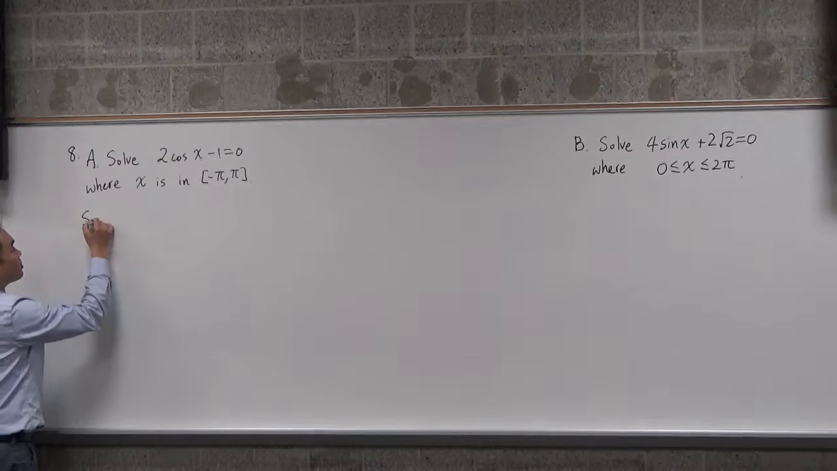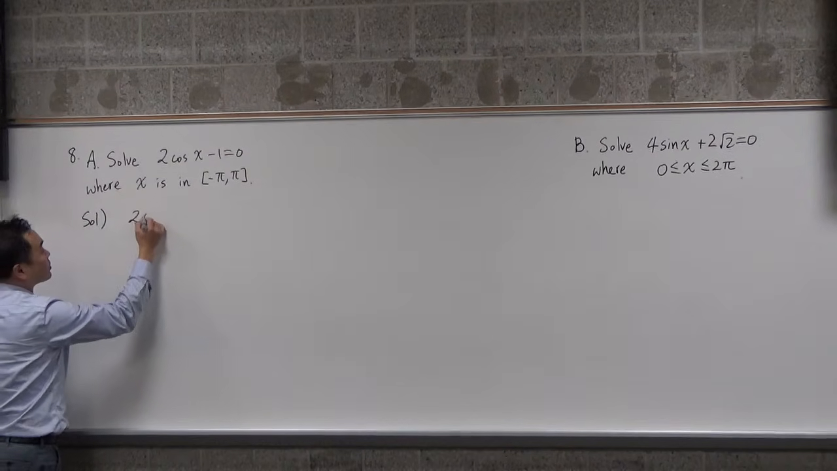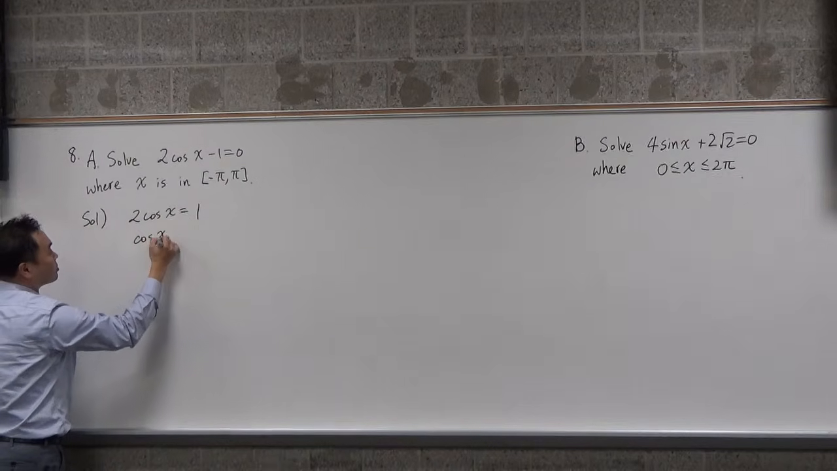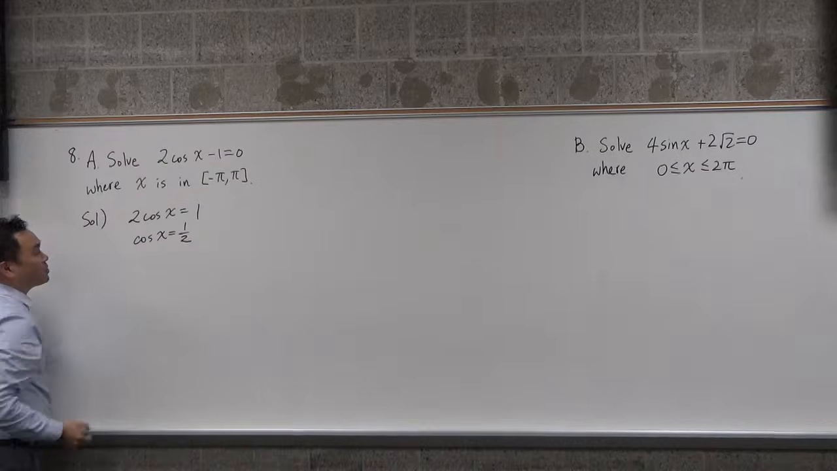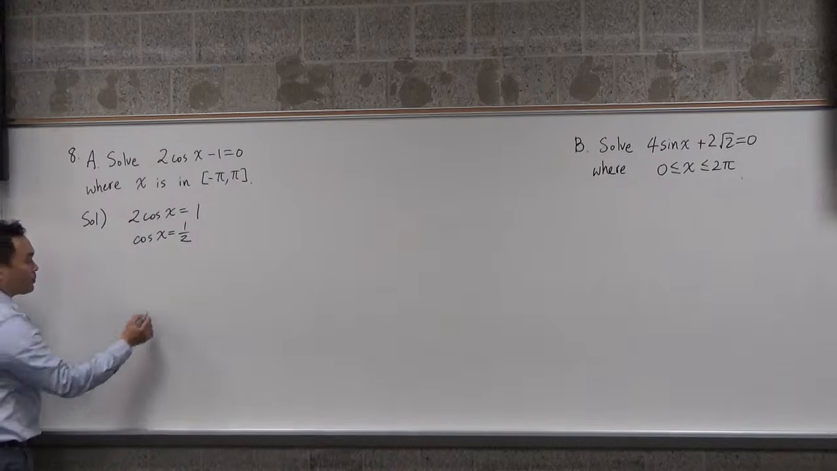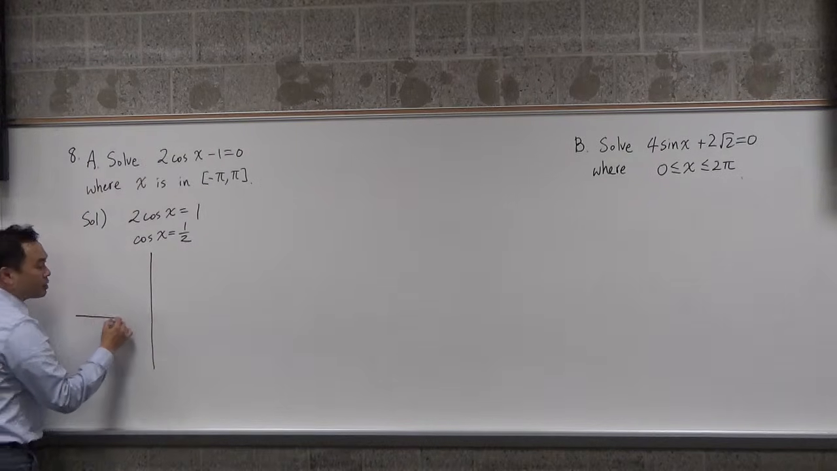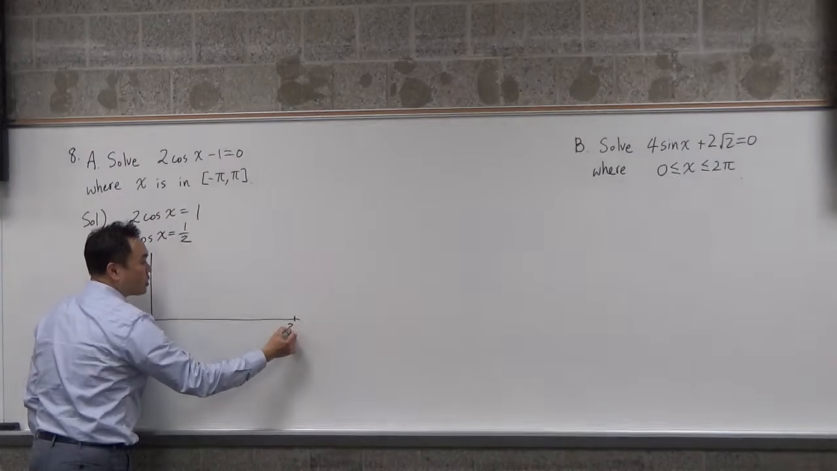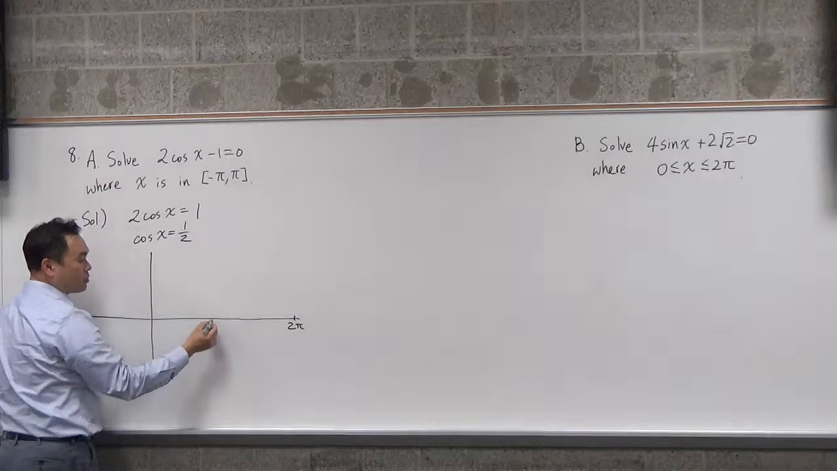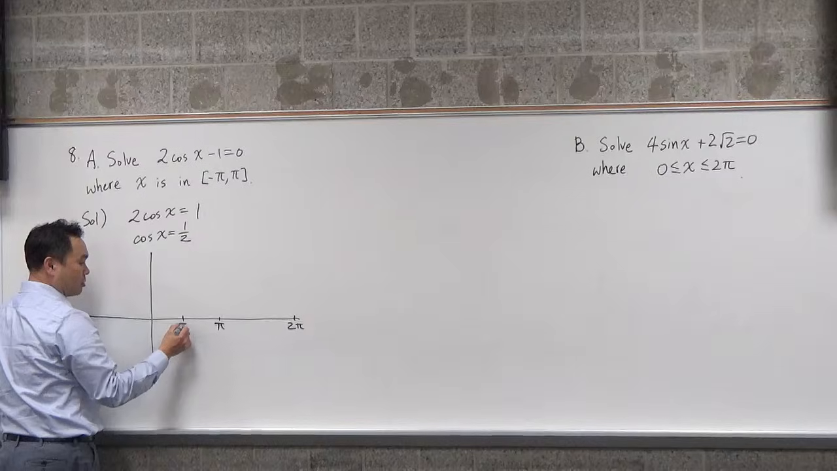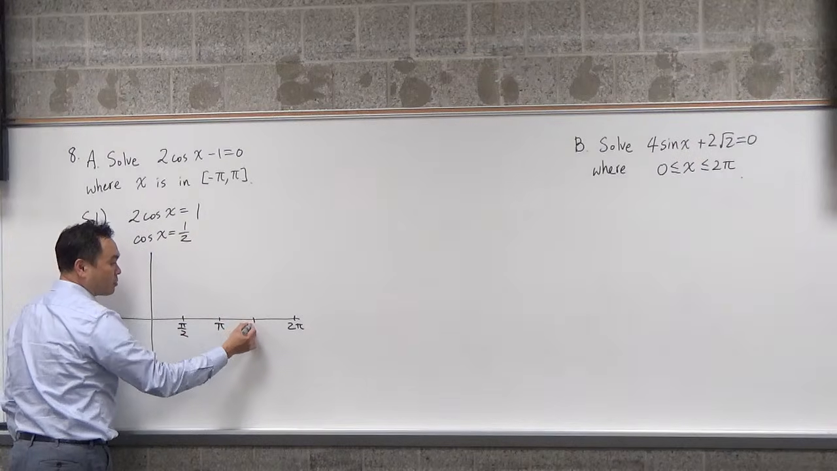To solve this, you can first add 1 to both sides and divide by 2, which says I have to look for the x value where cosine of x has to be 1/2, which means I need to use the graph of cosine. The graph of cosine, hopefully you've drawn this several times so that it feels very easy for you.